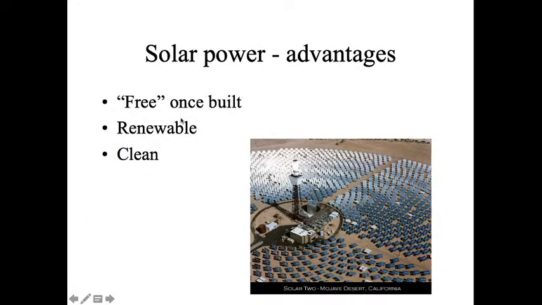So solar power is free once built. You've got no fuel other than the sun, which is there and it's not going anywhere. It's renewable and it's clean.